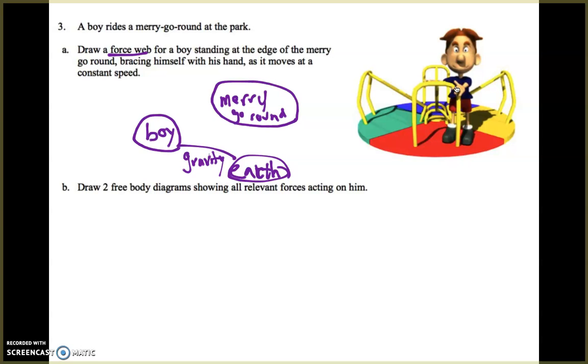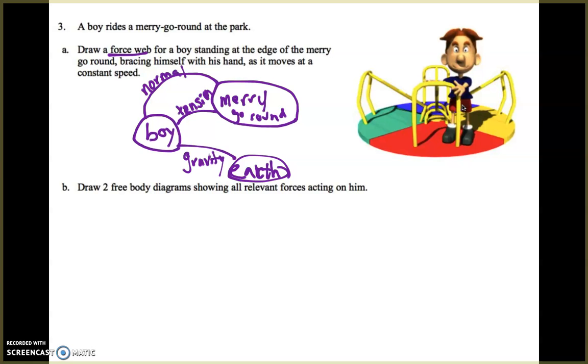And then you want to think, well, how is the boy interacting with the merry-go-round? Well, it looks like he is holding on to the merry-go-round. So I would say that means there's probably some force tension or normal force, but I'm going to go with tension. And let's see what else. So he's holding onto the merry-go-round. His feet are here on the floor of the merry-go-round, so the floor is supporting him upwards. And so the merry-go-round is also giving a force normal, pushing on his feet on him.